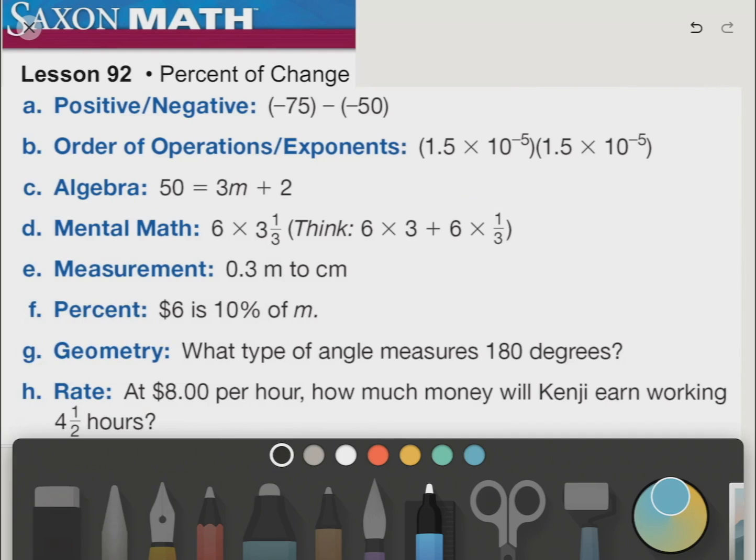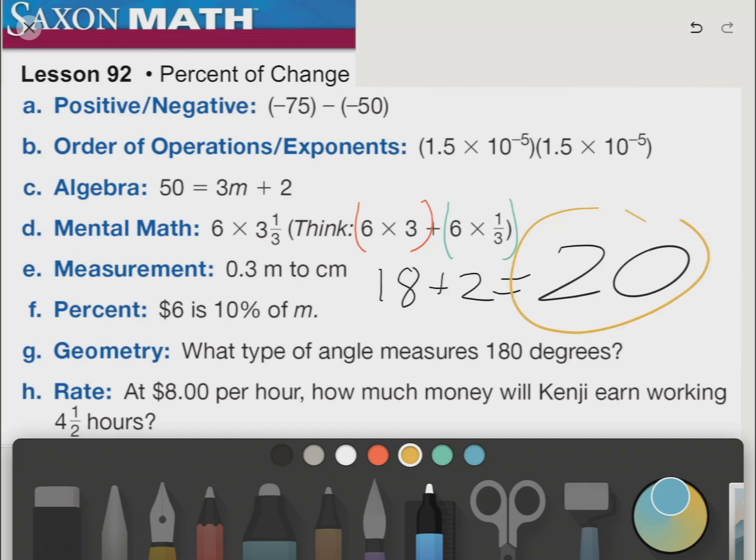All right, mental math. You can think that 6 times 3 1/3 is like 6 times 3 plus 6 times 1/3. Well, 6 times 3 is 18. And we know this is essentially asking us what is 1/3 of 6. 18 plus 2 is 20.